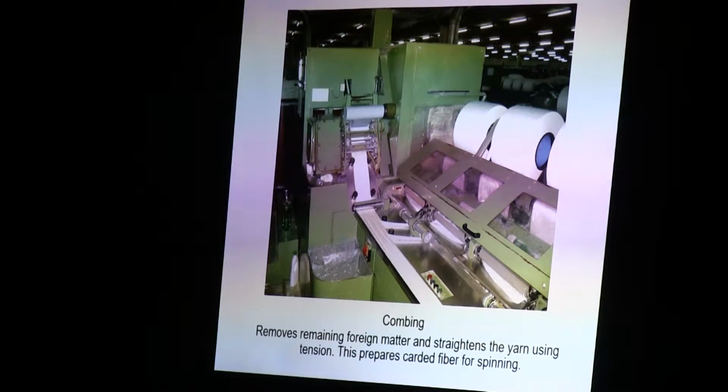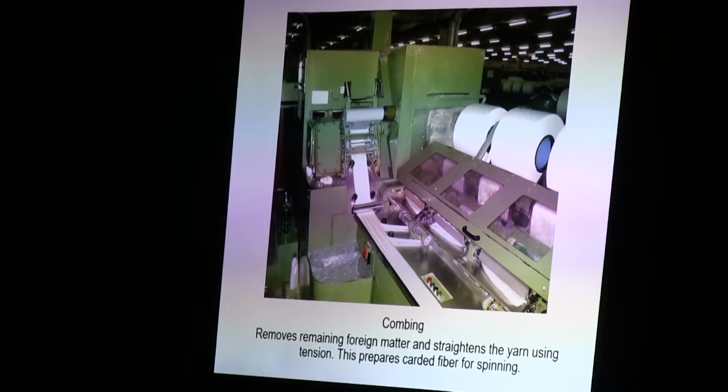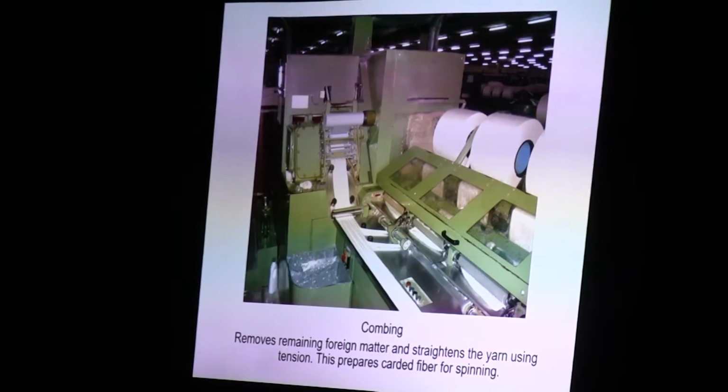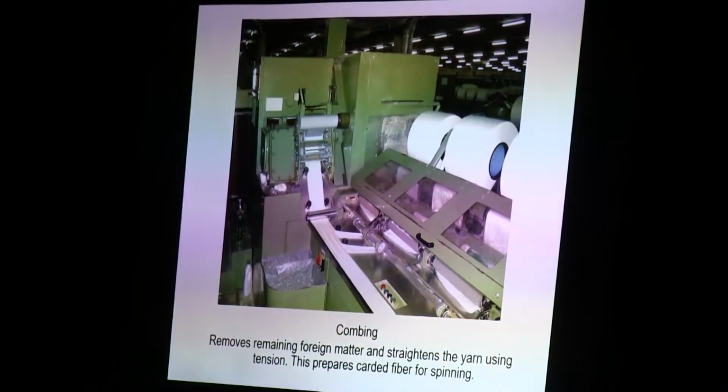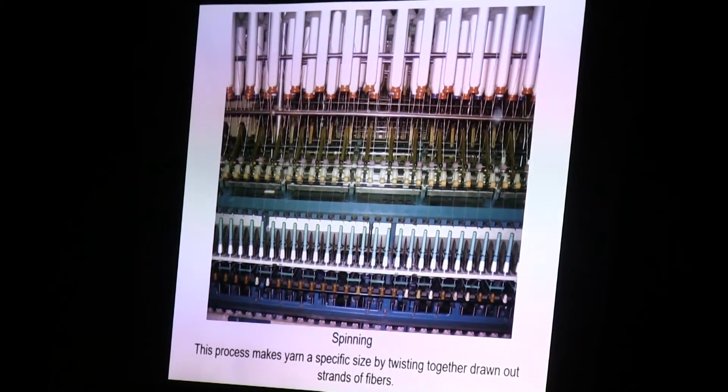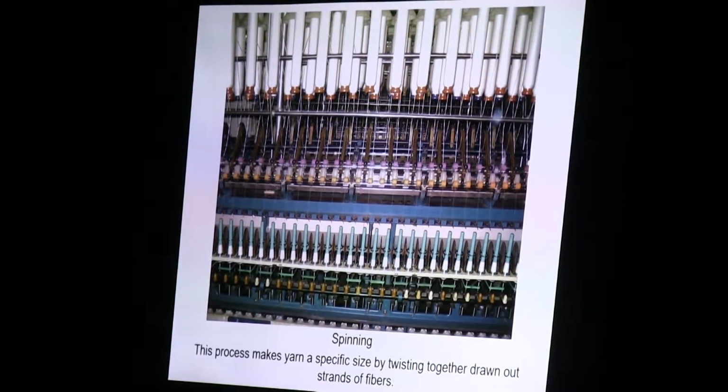This is the combing process. It removes remaining foreign matter and it straightens the yarn using tension. This prepares the carded fiber for spinning. This is the spinning. This process makes yarn a specific size by twisting together drawn out strands of fiber.